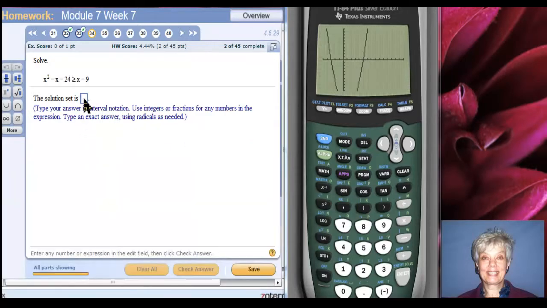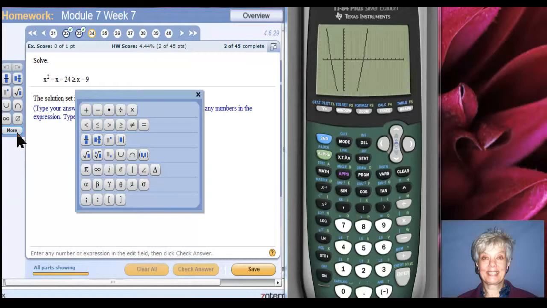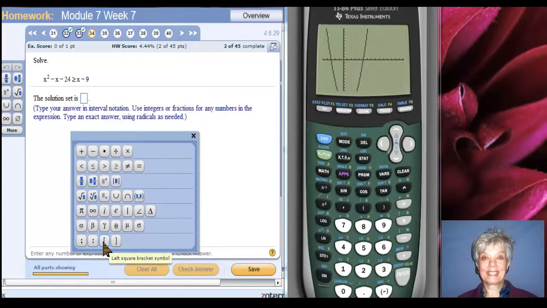All right, I'm going to click here and look for more. I have a bracket, although there's one on my keyboard. But what the heck, let's use this. I'll have bracket negative infinity, comma, what did we say? Negative 3. Oh, darn. Never, ever put a bracket around an infinity sign.